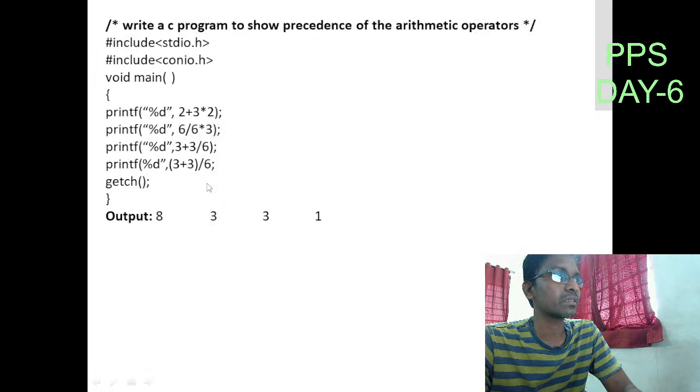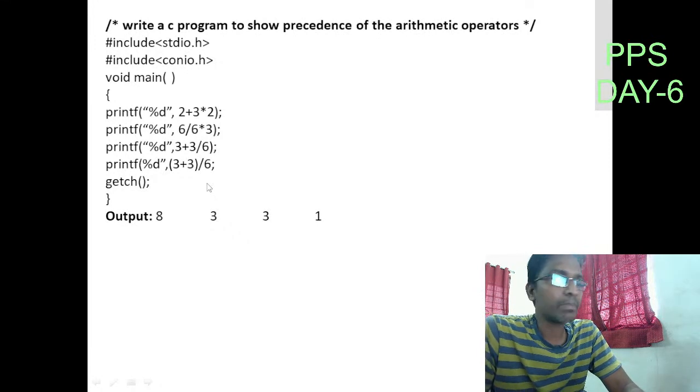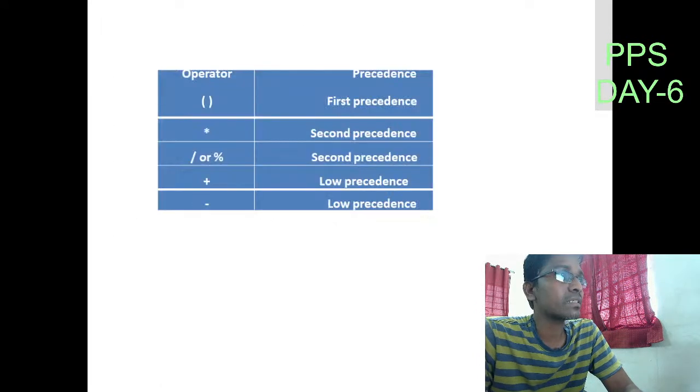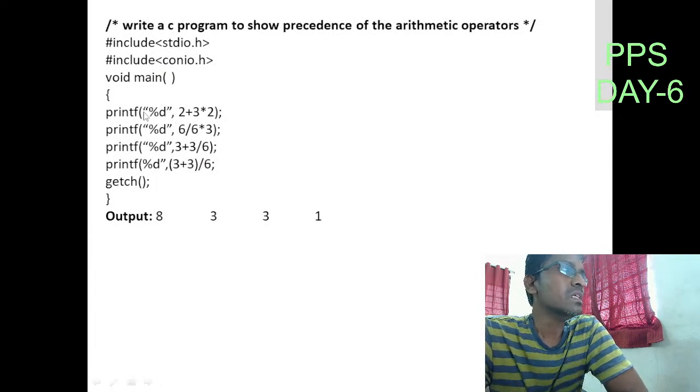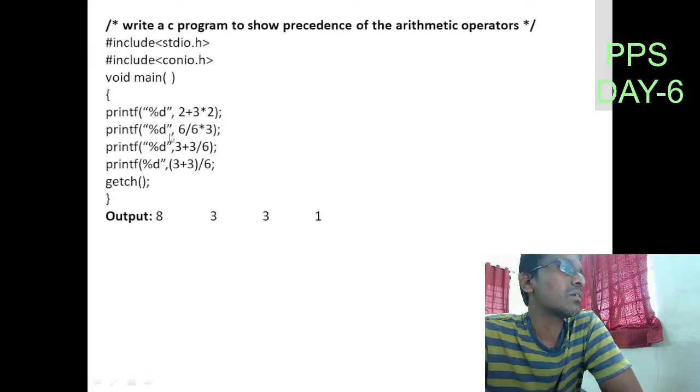Coming to the precedence of arithmetic operators, brackets or parentheses have the first precedence. Later multiplication, division or modulus, and the last precedence goes to plus and minus. Let us write one program on operator precedence. Here I am writing printf %d comma 2 plus 3 into 2, next printf %d comma 6 by 6 into 3, and printf %d comma 3 plus 3 by 6. So what is the output of the first line?